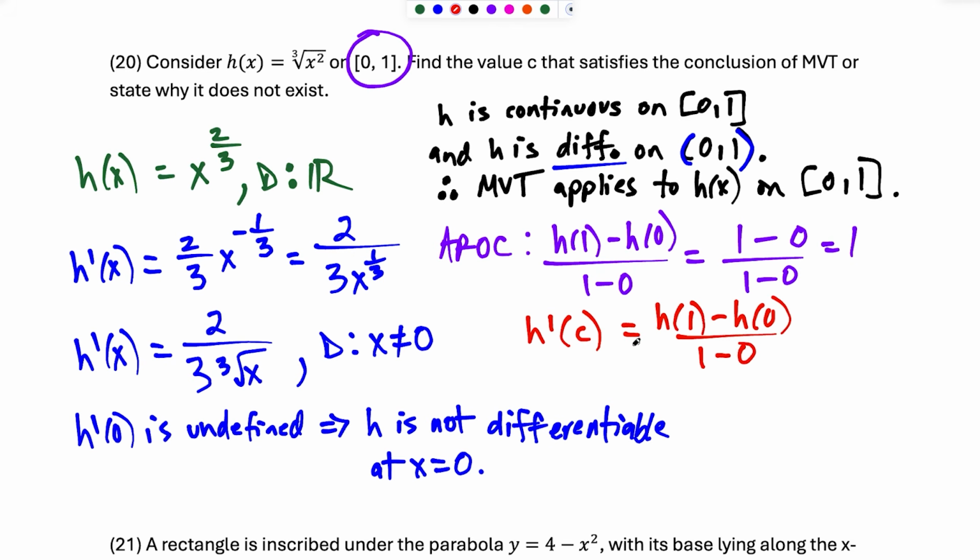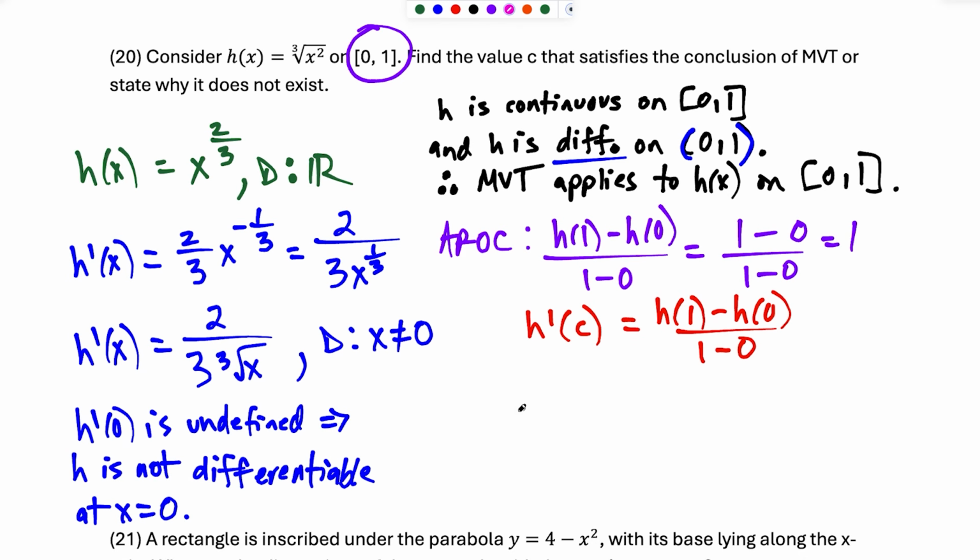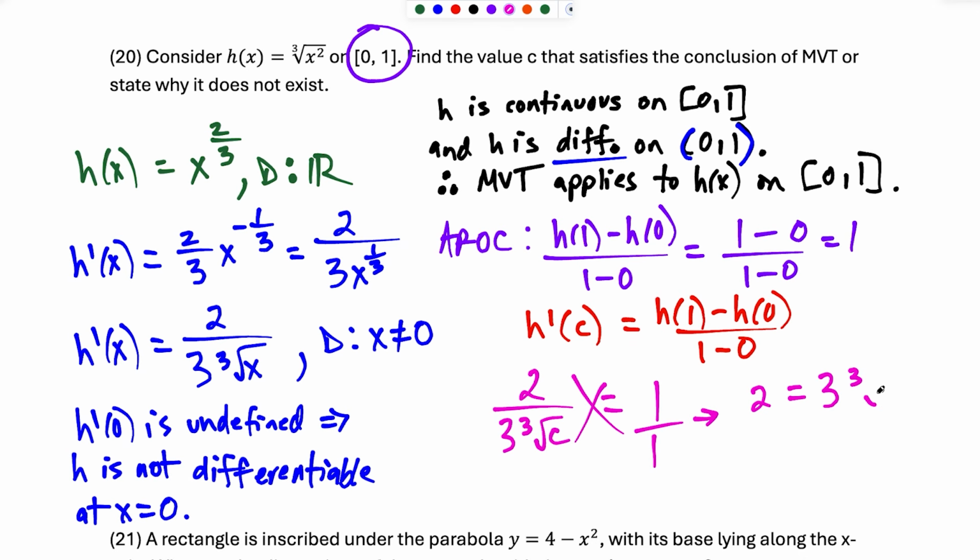And now we could just go ahead and plug in. So I'm just going to give us a little bit of space. h prime of c, if I plug in c for x, we're going to have 2 over 3 times the cube root of c is equal to, and the average rate of change here worked out to equal 1. So I'm just going to set this all equal to 1. And now for the next part here, I can just do a little bit of algebra. I'll cross multiply, and we're going to have next 2 times 1 is 2, and this equals 3 times the cube root of c times 1. So we just get 3 times the cube root of c.